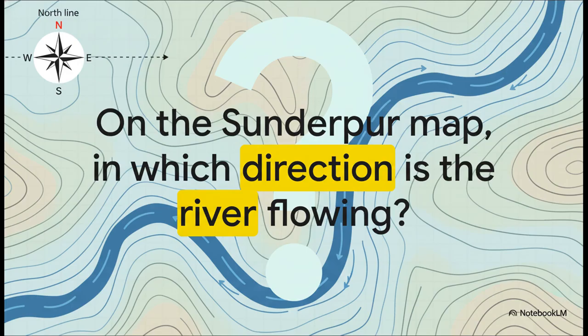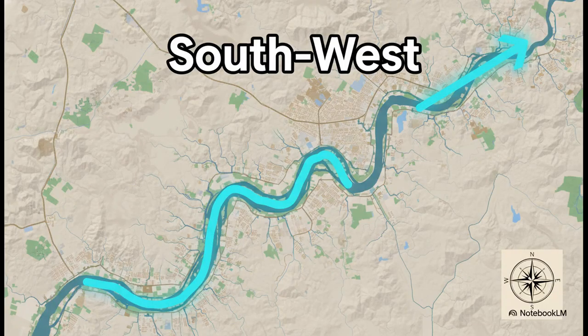Now, using what you know about the north line and directions, which way is that river flowing? If you said southwest, you absolutely nailed it. You can trace its path from the upper part of the map down towards the lower left. See, you're already reading maps.